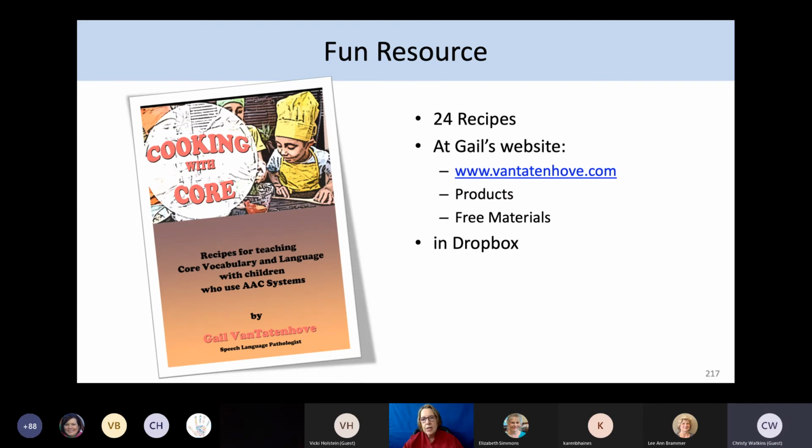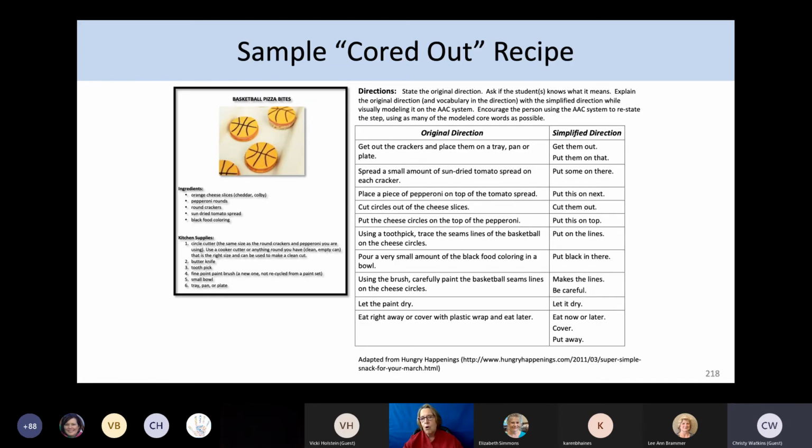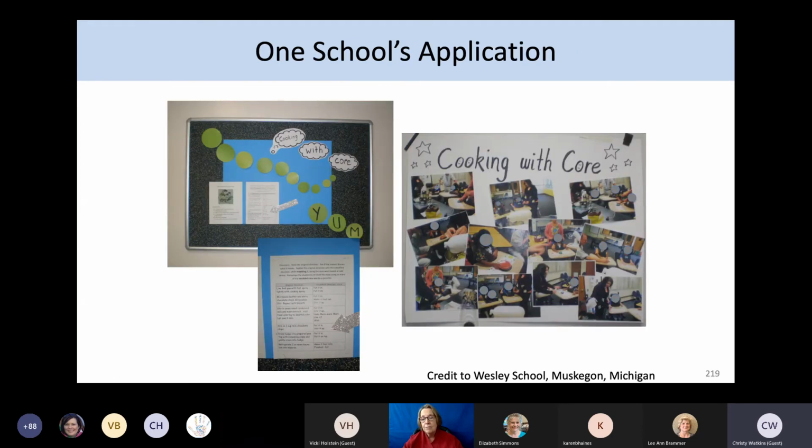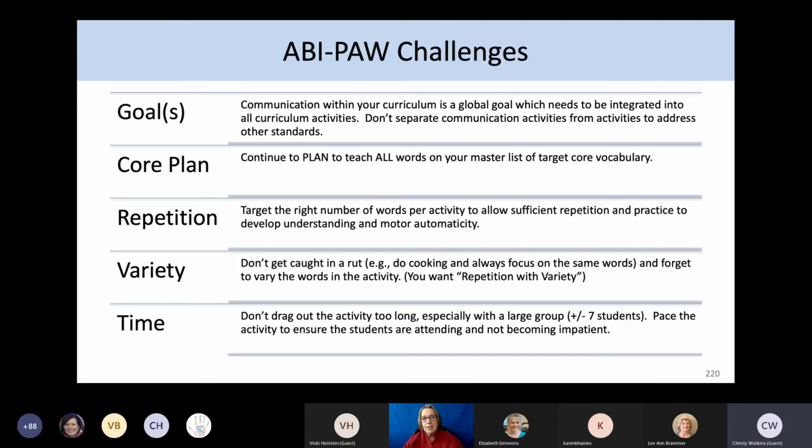Here's a resource for you. It's available at my website. I don't know if I put it in the Dropbox or not. I don't think I did, but it is at my website. There's recipes that have been kind of broken down a little bit there so that for each step in the recipe, there are some simplified instructions that kids can use to direct people in making the activity. So you can take a look at, they did cooking a lot at the Wesley School.